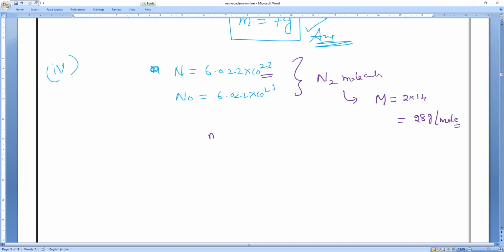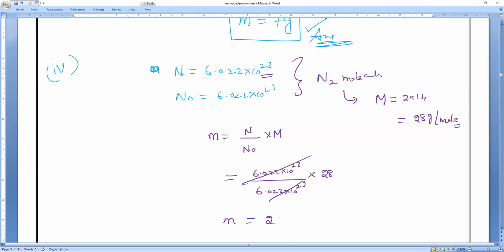Again same thing. So mass is equal to given particles divided by Avogadro number into molar mass. Given particles is 6.022 into 10 power 23, Avogadro number is also 6.022 into 10 power 23, into molar mass 28. So the ratio is 1. What is the given mass, all of you? 28 grams. Over. Any doubt anyone can ask me.